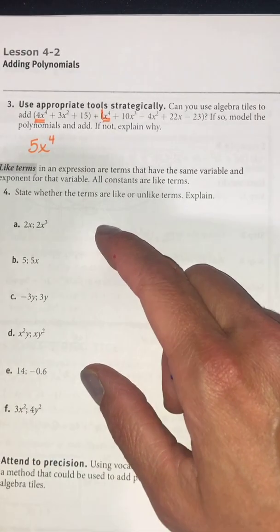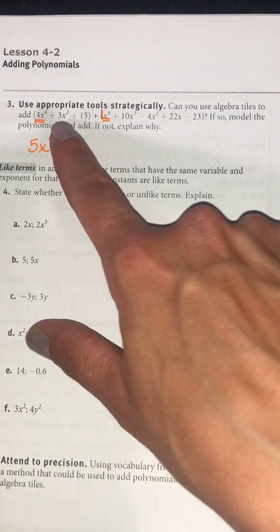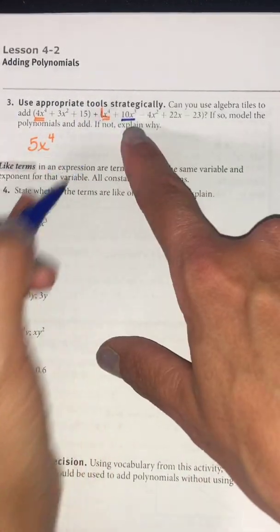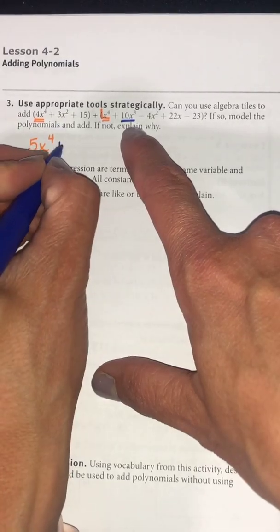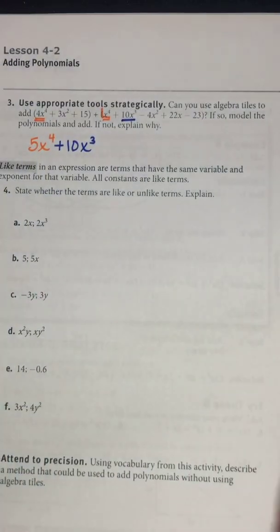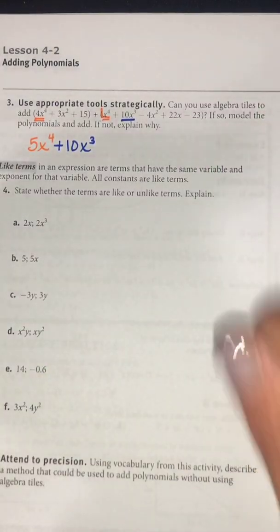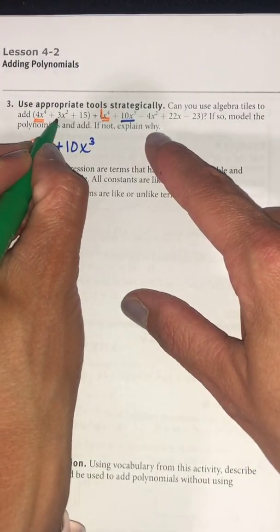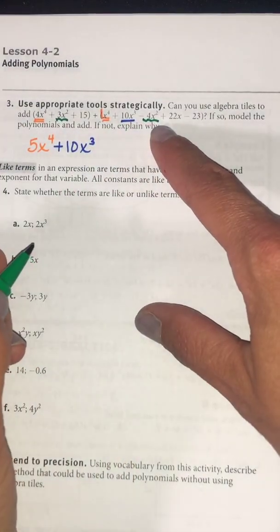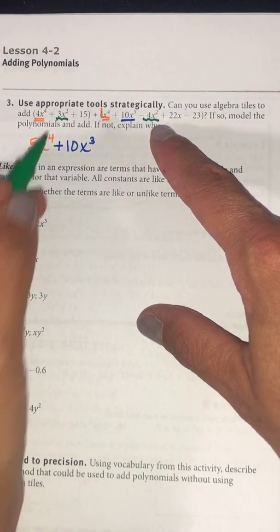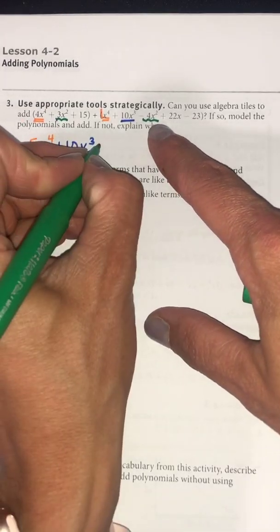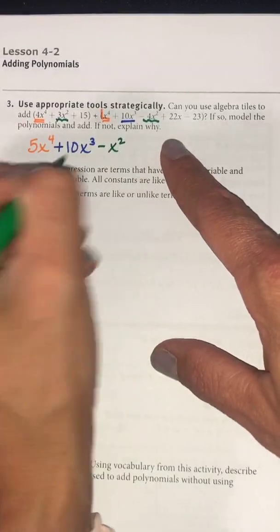The next degree down, I see an x squared, but I thought I saw, yep, an x cubed. This one's the only x cubed term, so you just bring it down, plus 10x cubed. And now we can do the x squareds. We have a 3x squared and a negative 4x squared. Positive 3x squared plus a negative 4x squared is a negative 1x squared.